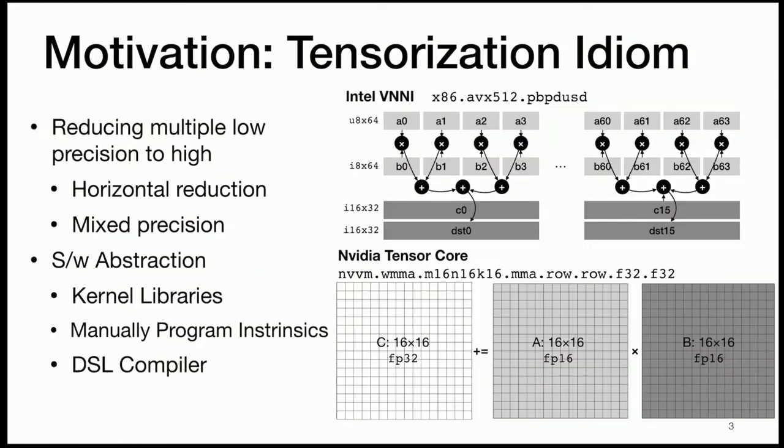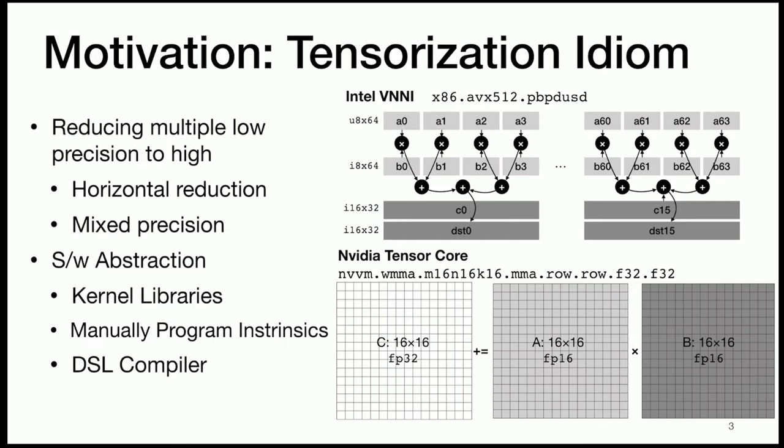Therefore, hardware vendors provide specialized instructions for this emerging computing idiom in mixed precision models. Multiple inputs with lower precision are reduced to produce outputs with higher precision. For example, Intel VNNI performs 16 8-bit dot products, and each dot product produces 32-bit results. And NVIDIA Tensor Core performs a 16 by 16 by 16 FP16 matrix multiplication, and the results are in FP32. In the rest of my talk, instructions specialized for this idiom are called tensorized instructions.